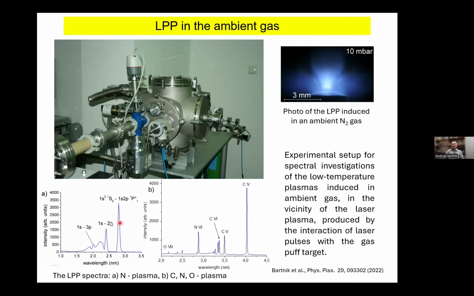And here you can see spectra from the laser-produced plasma. In this case, it is a spectrum from the mixture containing nitrogen, methane, and CO2. In this case, we have O lines, N lines, and C lines.